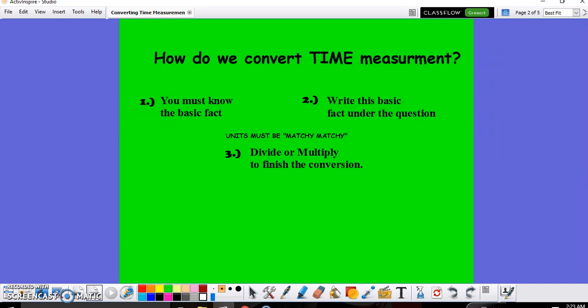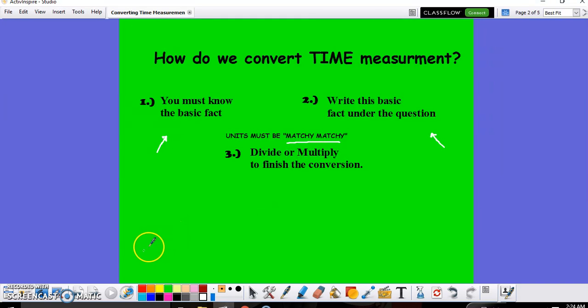In order to convert time, we need to know these three basic steps. First, you'll be given, but you should also start to know the basic time facts. I'll show you those in just a second. 2, write the basic time fact that we were just talking about underneath the conversion question. Make sure your units are matchy-matchy. In other words, seconds on top of seconds, and minutes on top of minutes, or hours on top of hours. Then, either divide or multiply to finish the conversion.